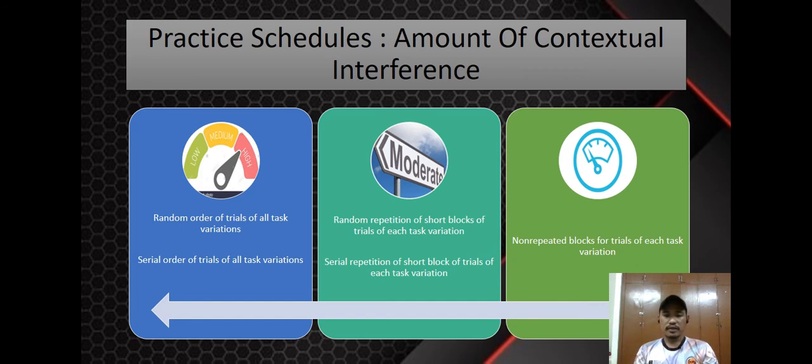Moderate is random repetition of short blocks of trials of each task variation, and serial repetition of short blocks of trials of each task variation. And the last is low, which is non-repeated blocks of trials of each task variation.